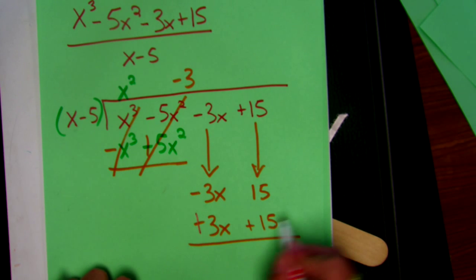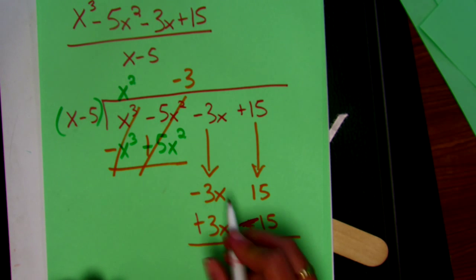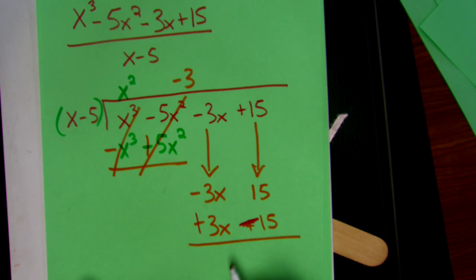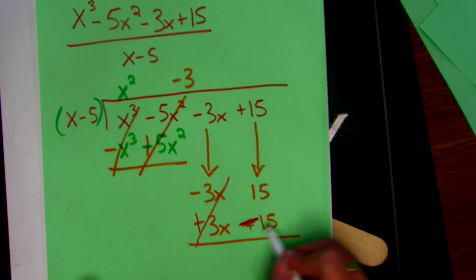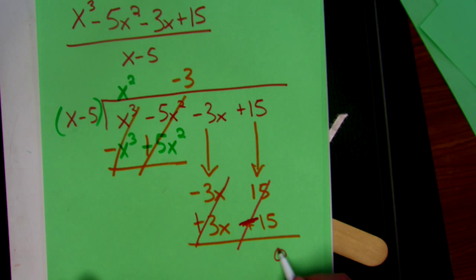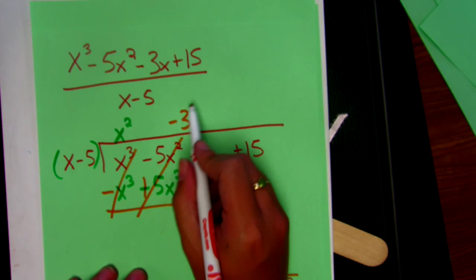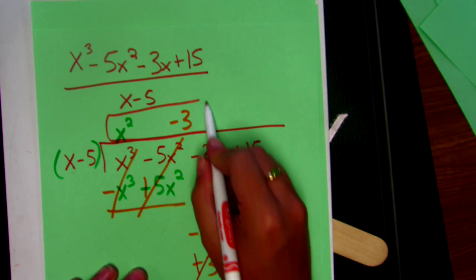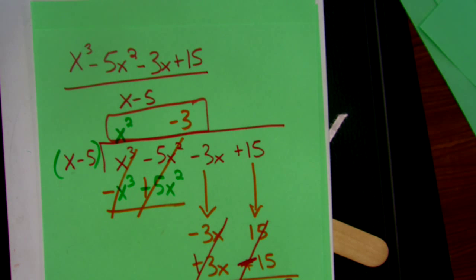This becomes positive. This becomes negative. Negative 3x plus 3x is 0. 15 minus 15 becomes 0. We've got no remainder, and our answer is x squared minus 3.